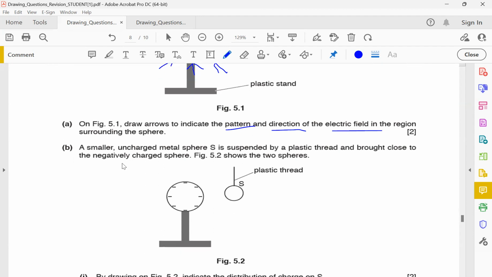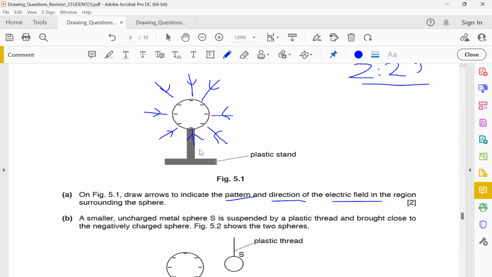Now after that, it says that a smaller uncharged metal sphere S. Yeah, just draw arrows on. But I recommend drawing 4. Minimum 4 is good enough already.